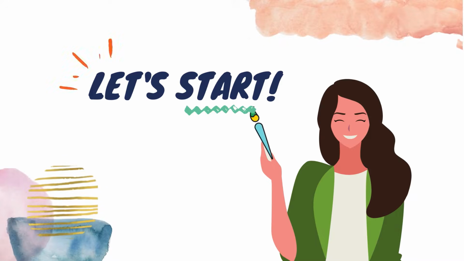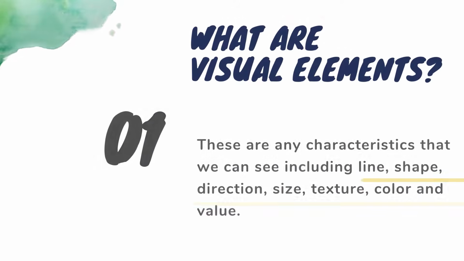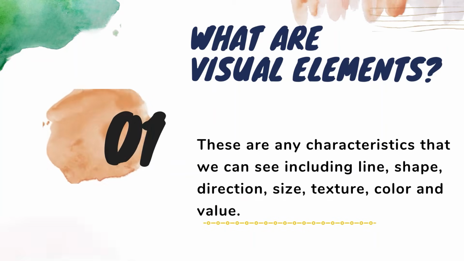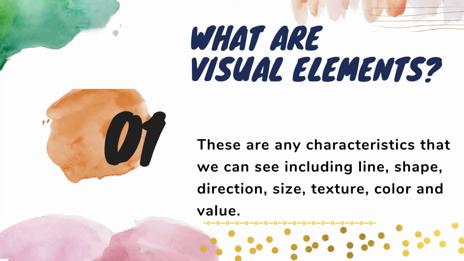If you are ready, I hope you have your activity sheets with you and of course a pen before we start. Now, let's start. What are visual elements? These are any characteristics that we can see including the line, shape, direction, size, texture, color, and volume.